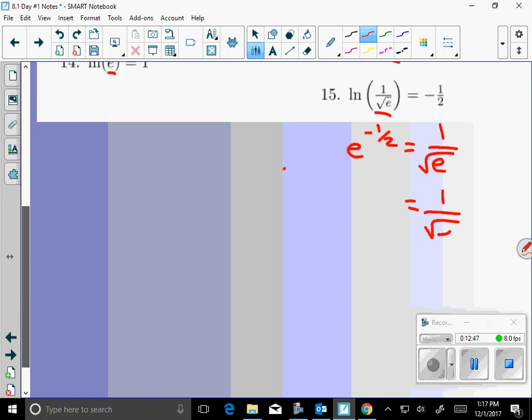Well, I hope so, because we put it on there. This would be 1 over e to the +1/2, which, yeah, that would be true. Right? That would work. Okay, let's get something a little more funkier.